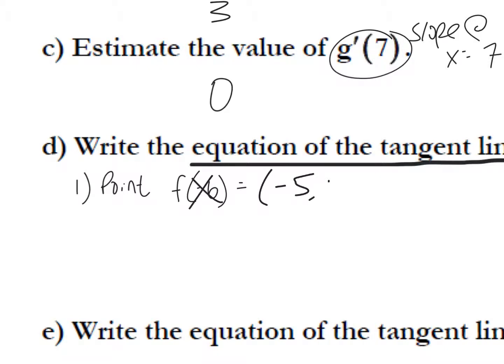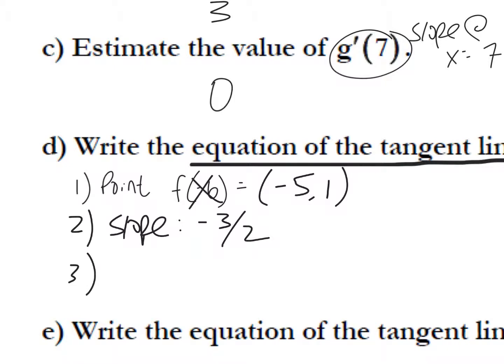-5, 1. Pick an easy point, not one that has fractions and decimals and stuff, okay? Step 2, I need the slope. I already answered that question above. The slope at that point, x equals -6, was -3/2. Now all I have to do is write the equation of the line.